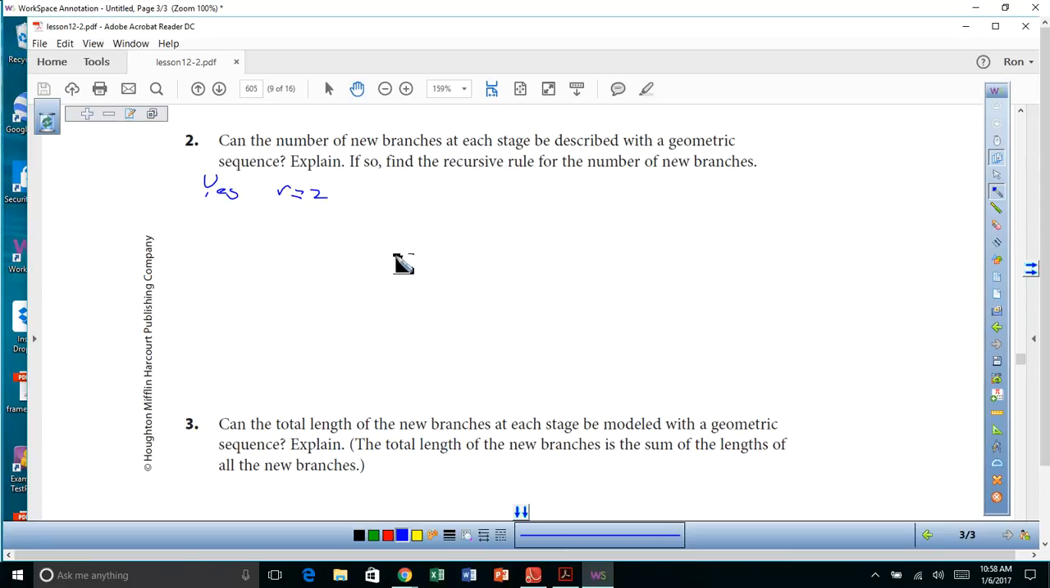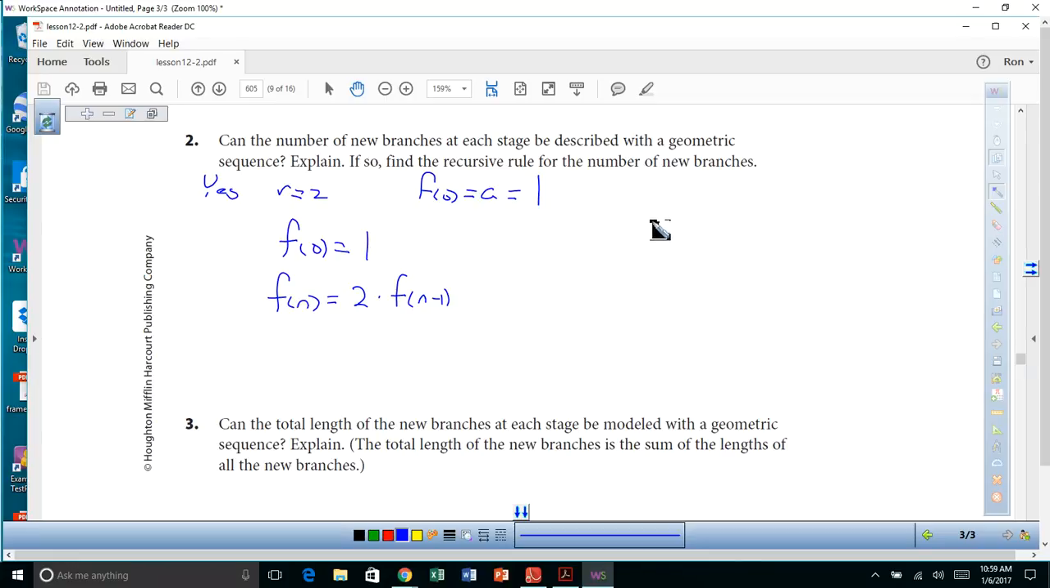The initial condition f of 0, which is a, is 1, and that's the trunk. Well, or because that's 1 branch at stage 0. And let's see, the recursive form would be f of 0 equals 1, and then f of n equals 2 times f of n minus 1. Okay, and we'll see if that works.